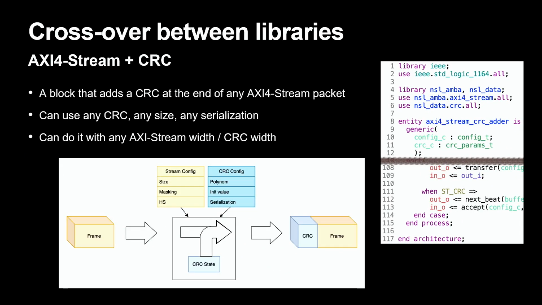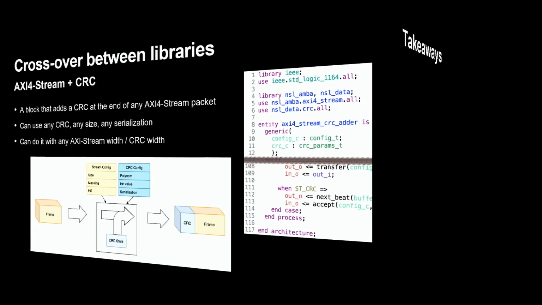Of course, we can do crossovers between libraries and have, let's say, a block that does appending CRC to any shape and any type of AXI stream frame, and you just supply two configuration constants to the block, well, generics to the block. The one is the stream configuration, the other is the CRC configuration. And the actual implementation takes less than 120 lines and is totally agnostic to whatever the shape of everything.